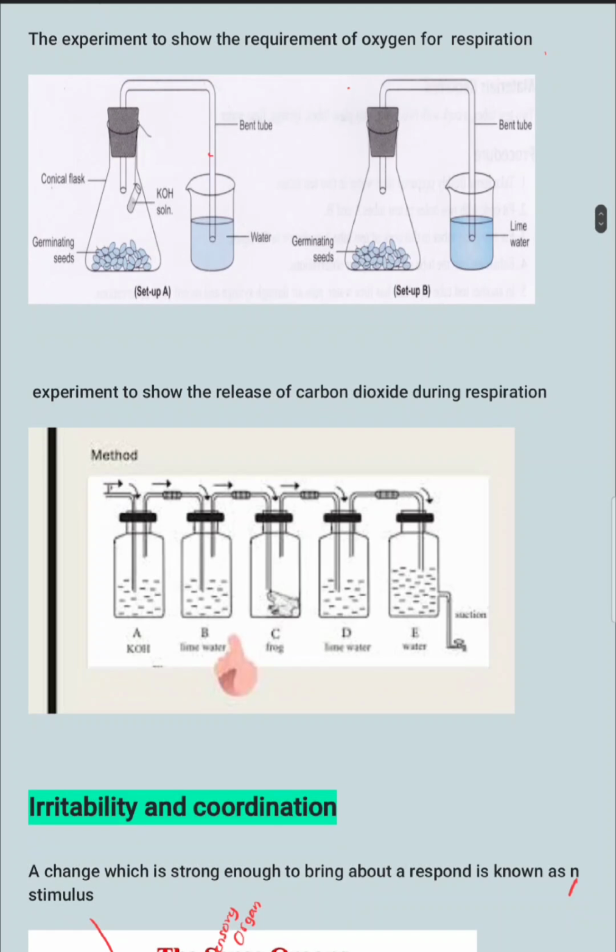First one is the experiment to show the requirement of oxygen for respiration. Here you can see 2 setups. The first one has KOH and the second one doesn't have the KOH vessel. The function of this KOH vessel is to absorb carbon dioxide in the vessel.